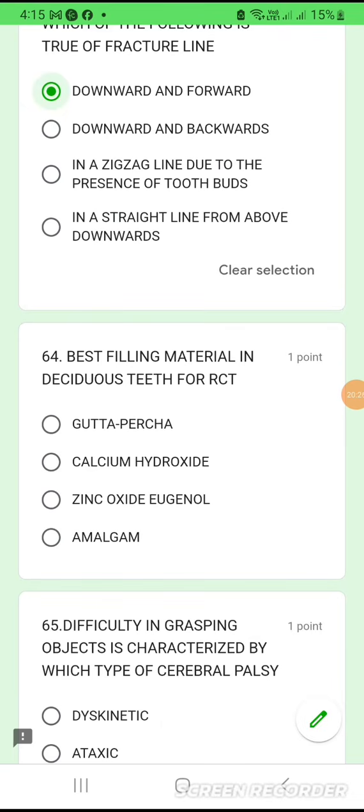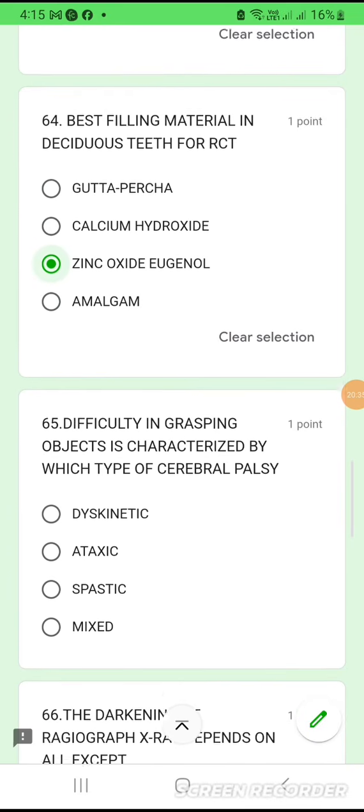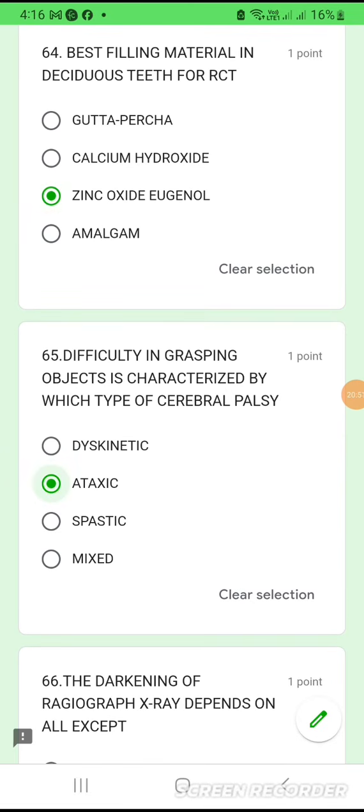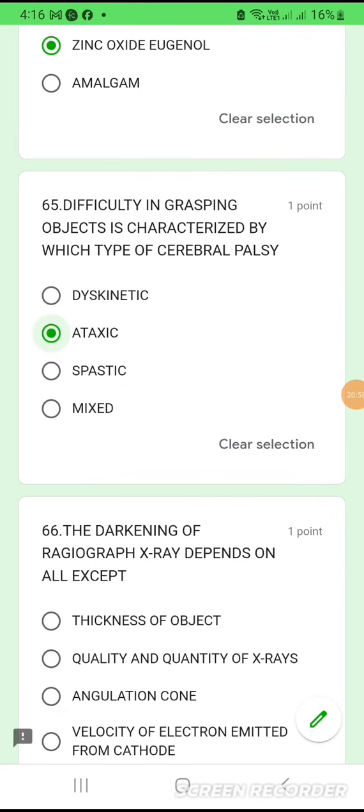Coming on to 64. Best filling material in deciduous teeth for RCT. So we have always learned in pedo the best filling material for deciduous tooth is ZOE. Okay, zinc oxide eugenol. Among the options, ZOE is the good answer. 65. Difficulty in grasping objects is characterized by which type of cerebral palsy? Okay, it is mainly seen in ataxic type of cerebral palsy. Okay, not in dyskinetic, not in spastic, not in mixed. Ataxic type of cerebral palsy has got this particular type of grasping difficulty.